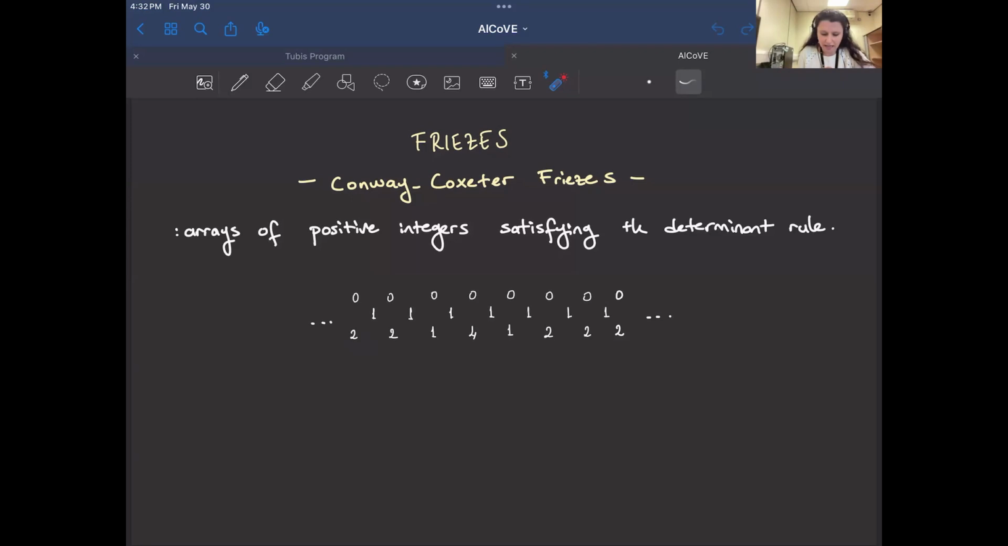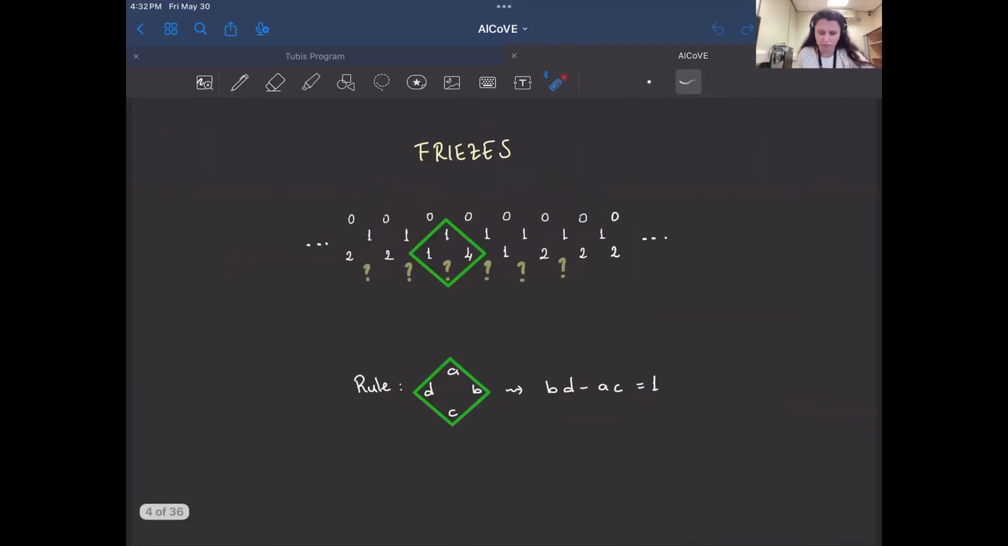positive integers. And we propagate below with respect to a rule, sometimes called the determinant rule, sometimes called the diamond rule, because we are going to determine each entry in the next row by looking at all the other three. You can just think of it as a 2 by 2 matrix, and what you are doing is just taking a determinant. So you want the determinant to be 1 for every diamond.